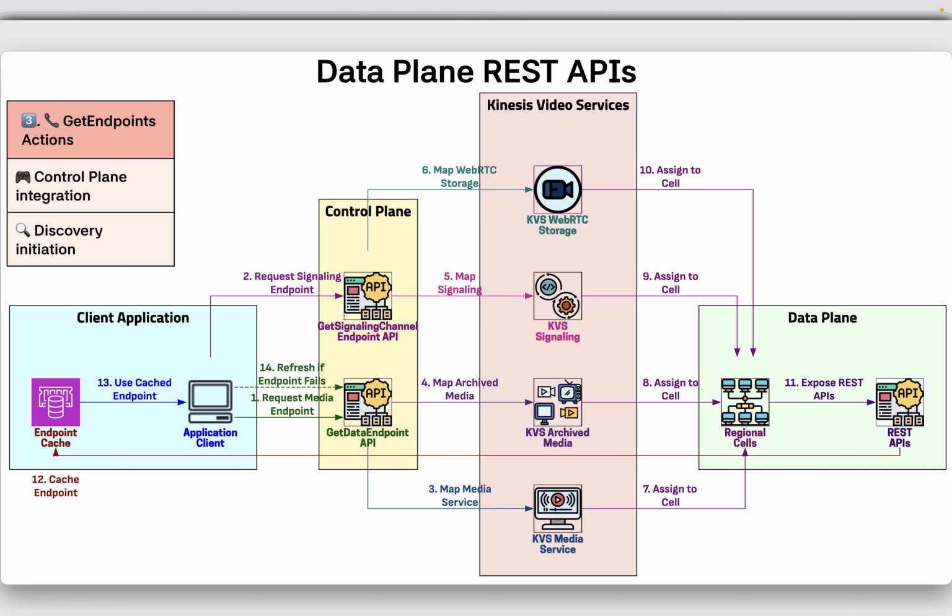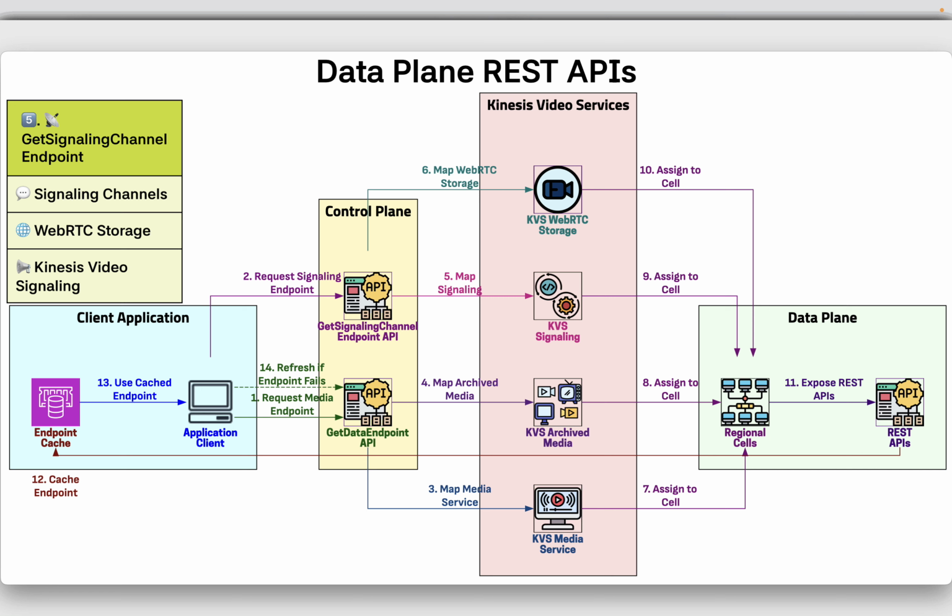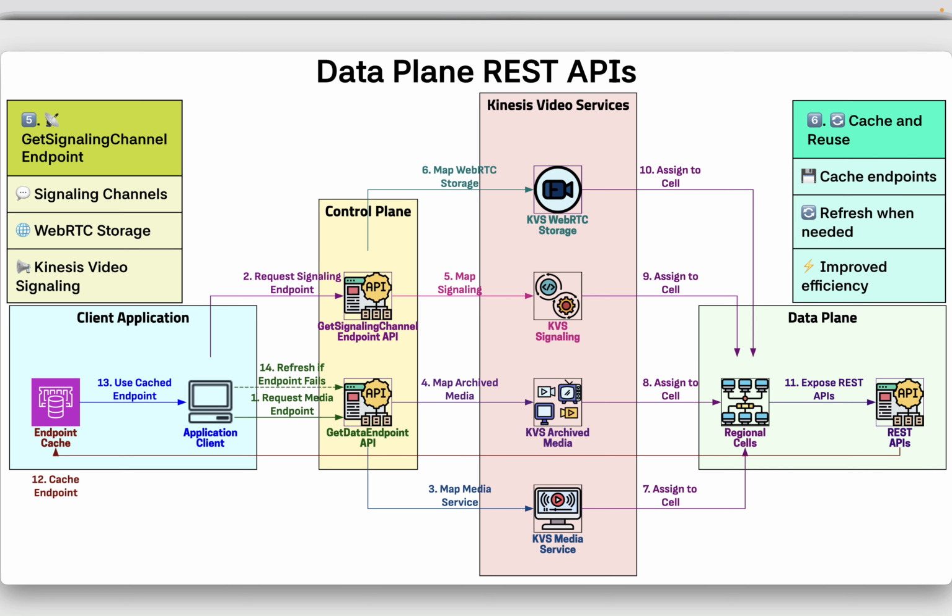You start the endpoint discovery pattern with a call to one of the get endpoints actions. These actions are part of the control plane. If you are getting endpoints for media or archived media services, use GetDataEndpoint. Use GetSignalingChannelEndpoint to get endpoints for signaling channels, WebRTC storage, or Kinesis Video Signaling. Cache and reuse the endpoint for efficiency, and make a fresh call to refresh it when the cached endpoint stops working.